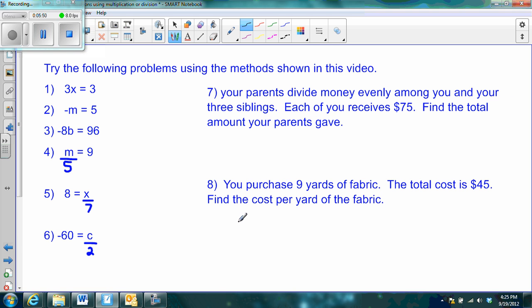So what I want you to do now is try the following problems at home for practice and bring them with you tomorrow. So solve for the variable in 1 through 6, and then 7 and 8 set up a verbal model and then an equation to solve for it.